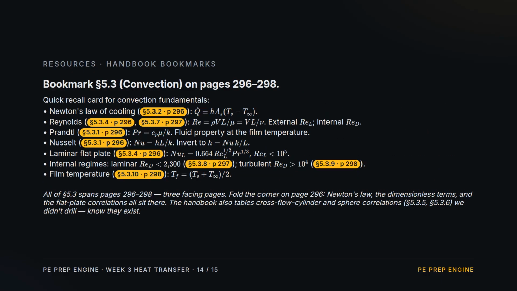Bookmark the convection pages. Newton's law of cooling, the Reynolds, Prandtl, and Nusselt definitions, the laminar flat plate correlation, the internal flow regime thresholds, and the film temperature definition all live together on 3 facing pages. Fold the corner. Newton's law, the dimensionless terms, and the flat plate correlations sit side by side.